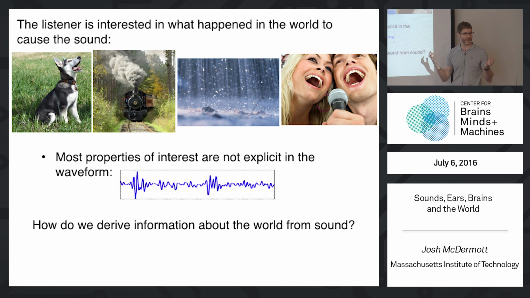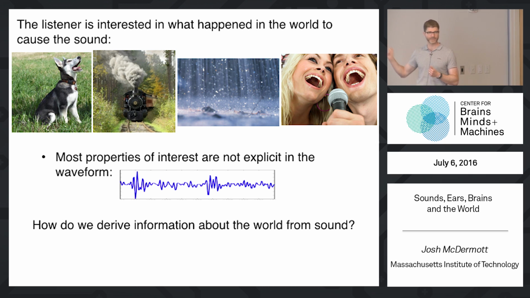That's why you need a brain. The purpose of your brain is to take this sound waveform and transform it into representations where the things that you care about are more easily recovered, right? So that's what we really mean by explicit. We mean that something is easily recovered from the representation. All right, so that's the key question that drives our research.